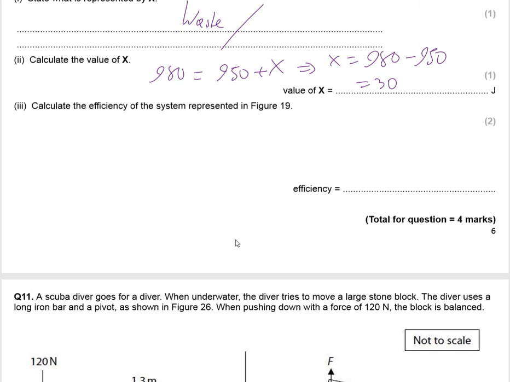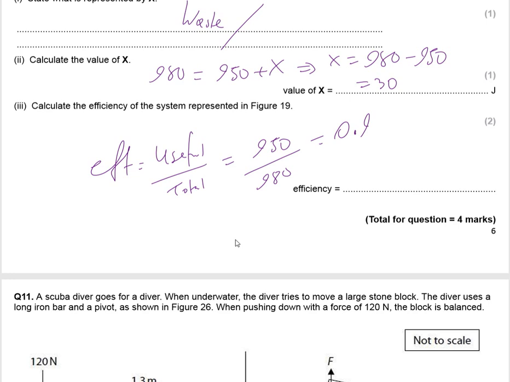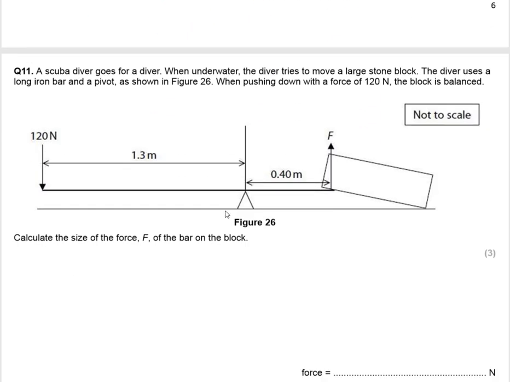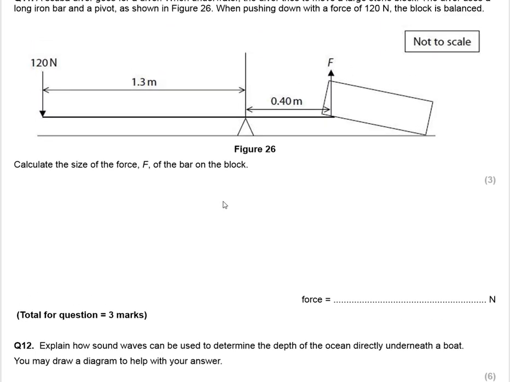Same thing, efficiency is useful divided by total. So useful is this much, total is this much, and then we plug it into our calculator, and then we get 0.97. So I'll say 97. This is a good question there. Now, if you got this wrong, make sure that you pay attention to this one properly, guys.